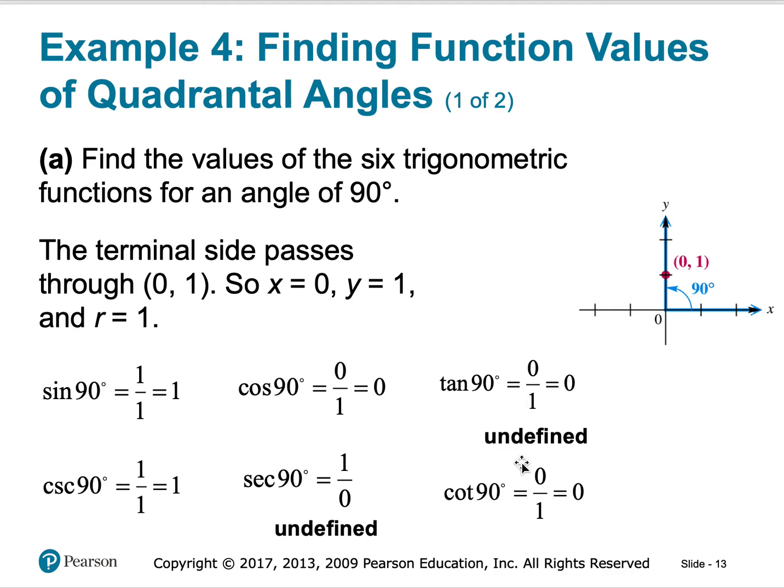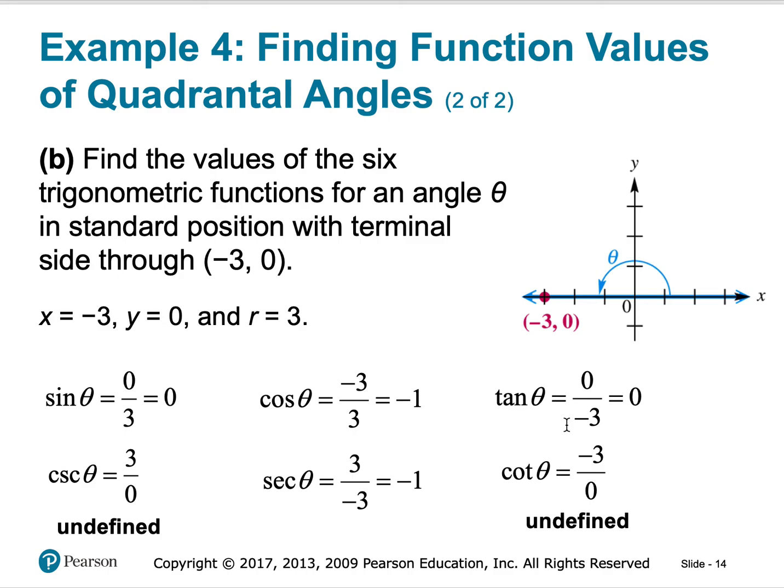But if I have something like down here, 1 divided by 0, that's considered undefined. Here, this is a typo. This should be 1 over 0, which is undefined. So you've got to be careful when they're on the axis and make sure you're keeping in mind that your r is always going to be 1 in that case.